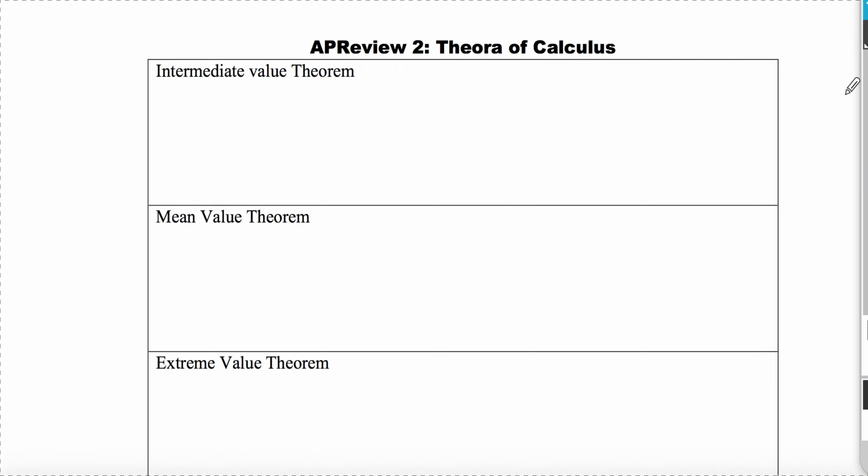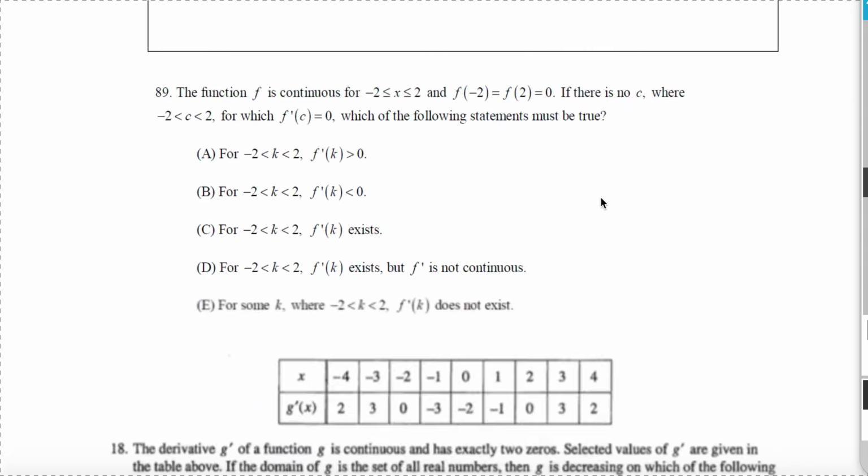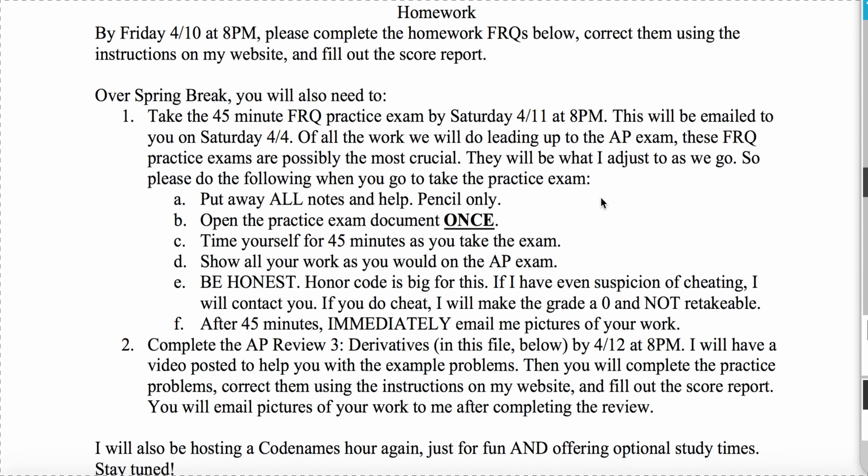All right, welcome to our AP review number 2. We're going to be talking about the theory of calculus, the IVT, MVT, and EVT. Before we get there, I do want to quickly overview homework for a break.